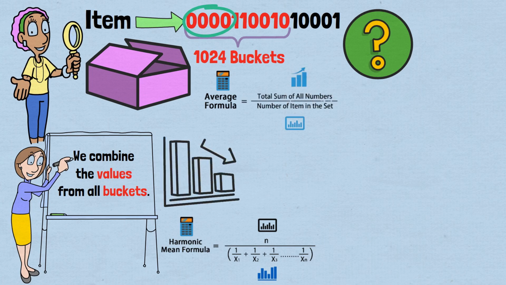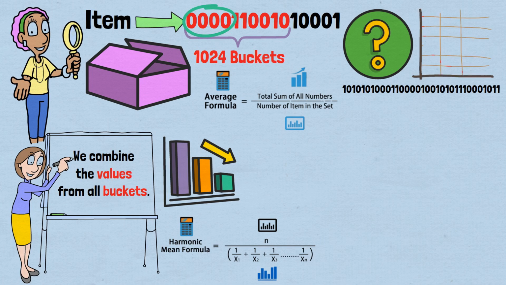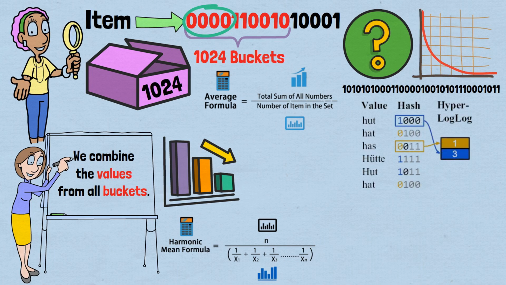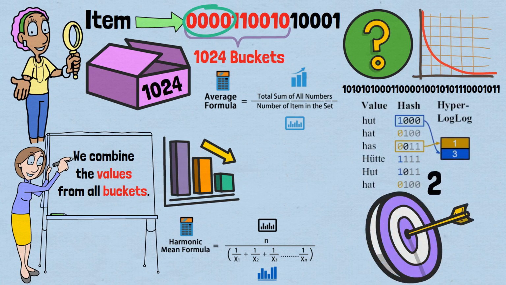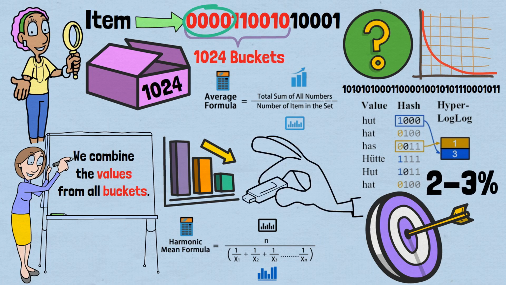This approach dramatically reduces the variance. If one bucket gets an unusually large value by chance, it has minimal effect on the overall estimate. With 1,024 buckets, HyperLogLog typically achieves an accuracy of about 2 to 3% from the true value. Remarkably, all this requires only a small, fixed amount of memory.